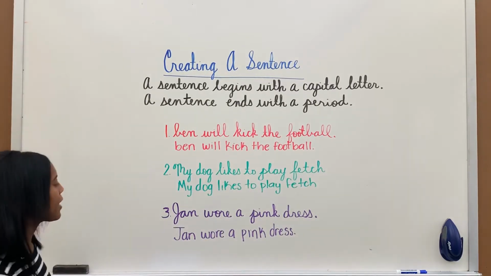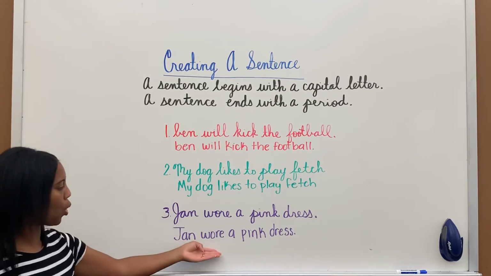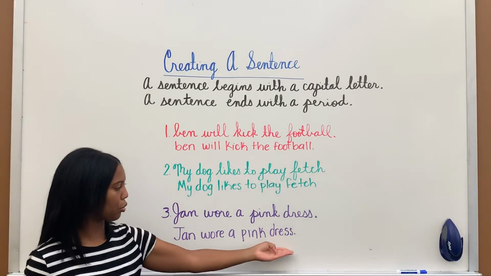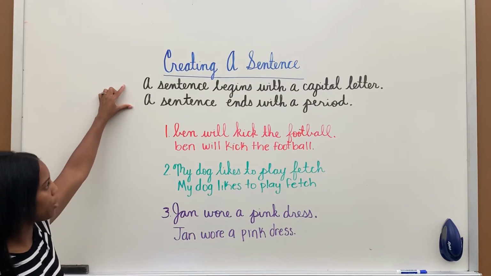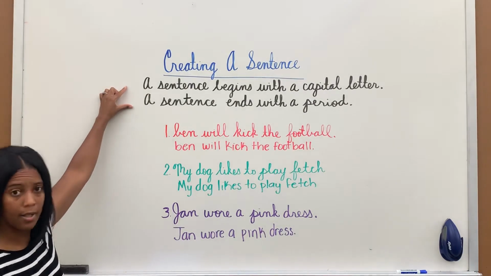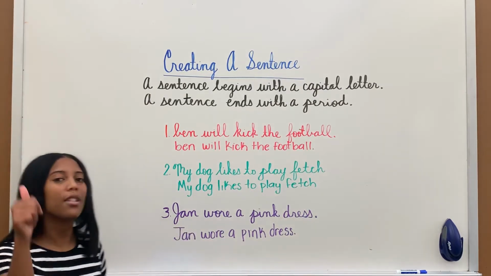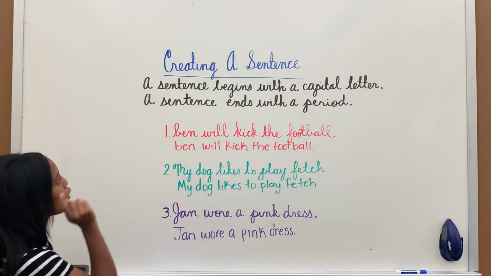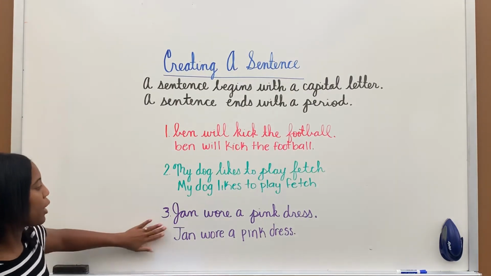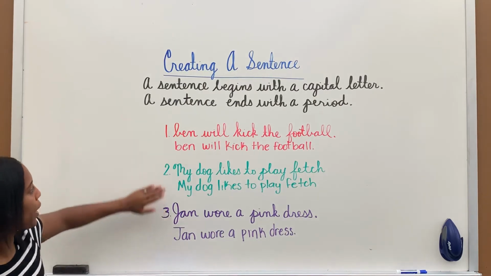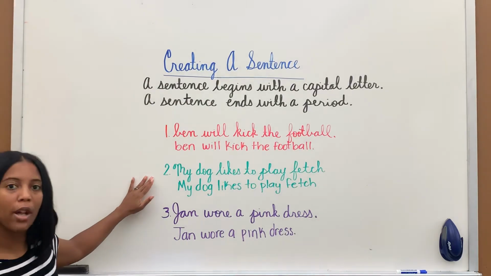So let's look at number 3. It says Jan wore a pink dress. Jan wore a pink dress. So let's see if it follows both rules, capital letter and period. And yes, it does. It starts with the capital J and it finished with the period, so this sentence is good. It follows both rules. So number 1 and 2 were the only ones that weren't written correctly, but number 3 was. So you only have to practice rewriting number 1 and number 2. So that is what you can do after the lesson today.